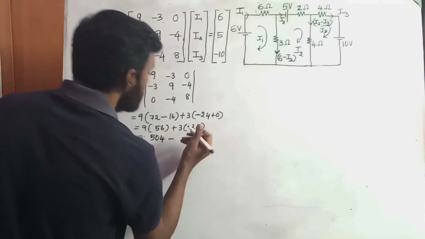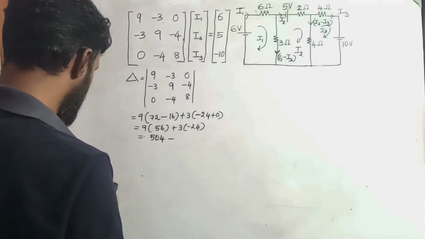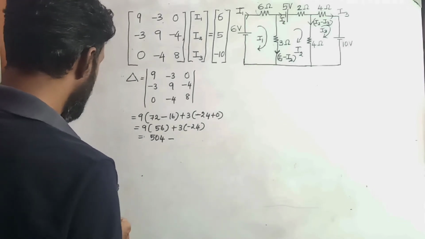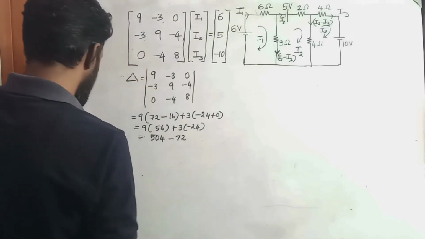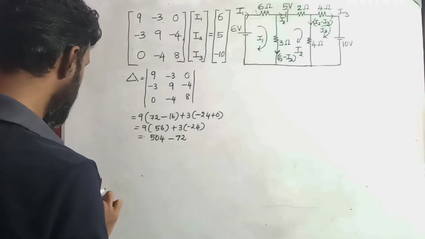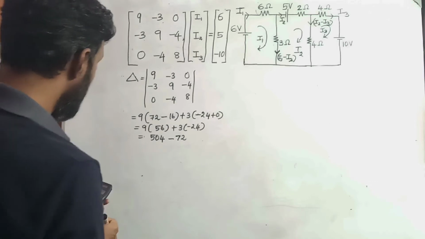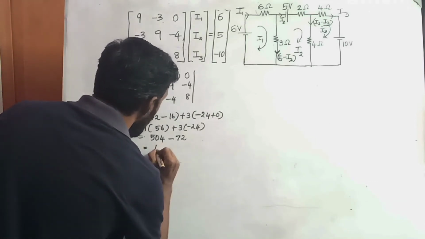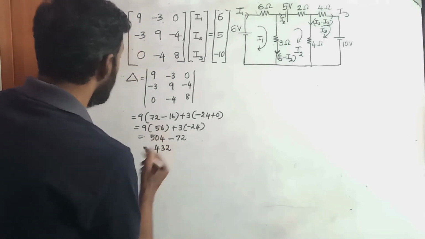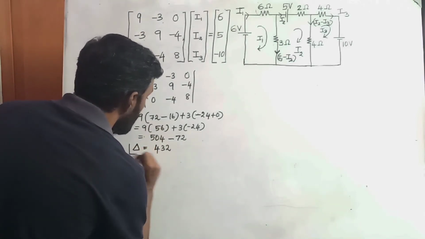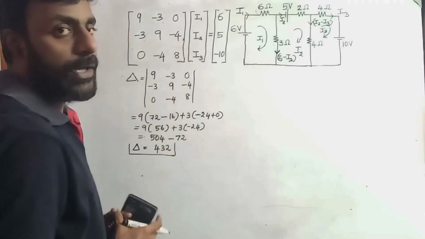504 minus 24 into 3. 24 threes are 72. So 504 minus 72 equals 432. So the value of delta which we have obtained is 432. Now we need to find the value of delta 1.